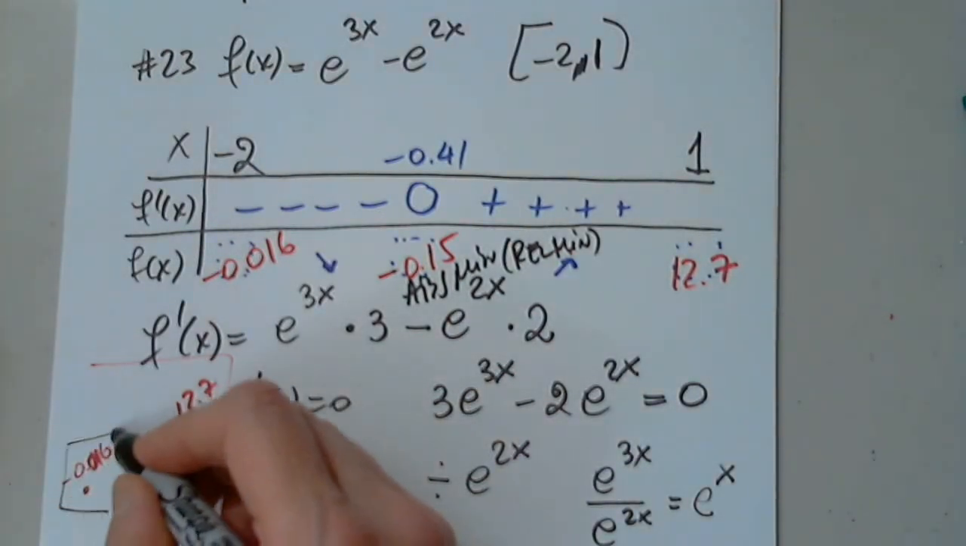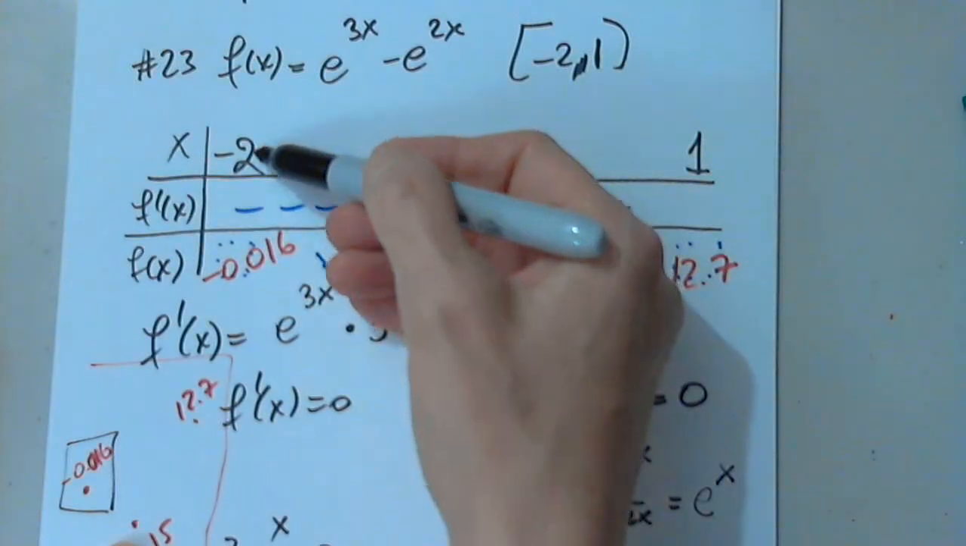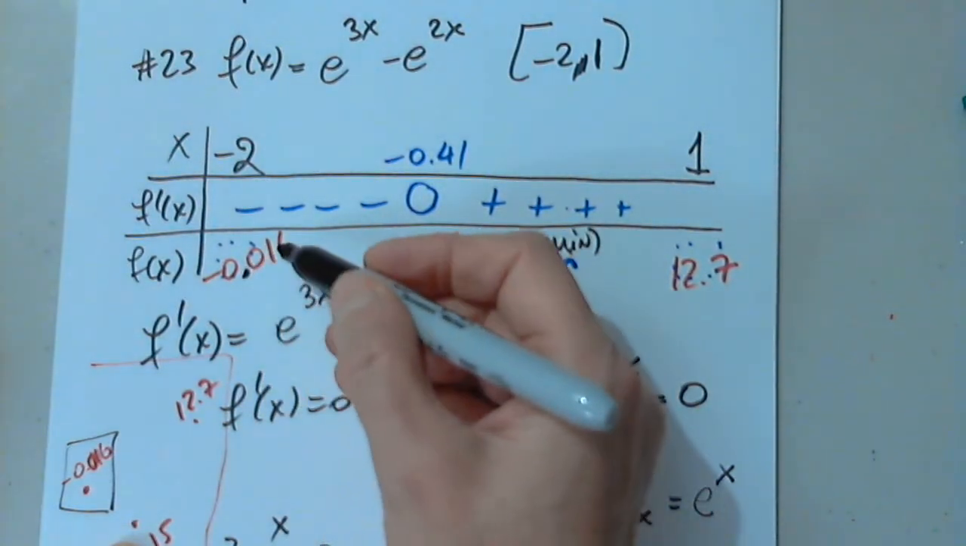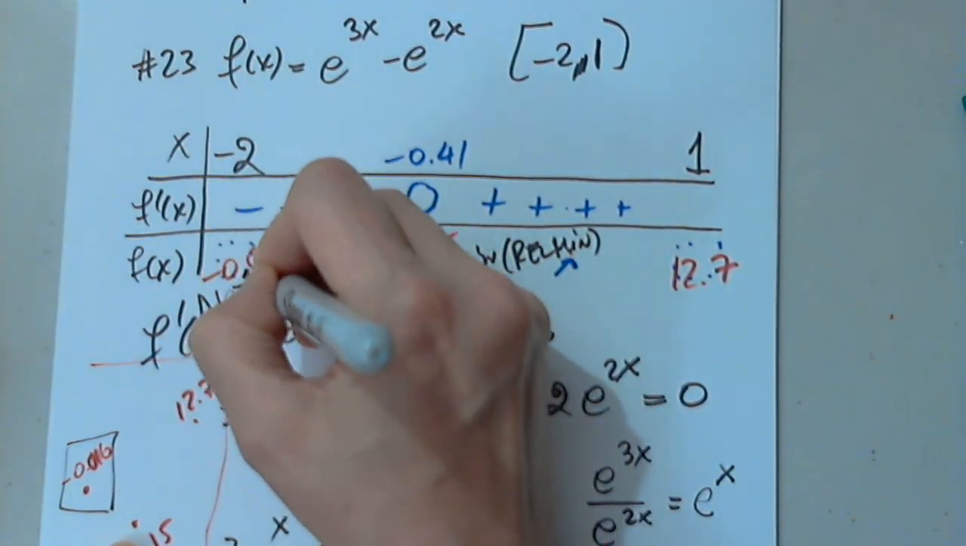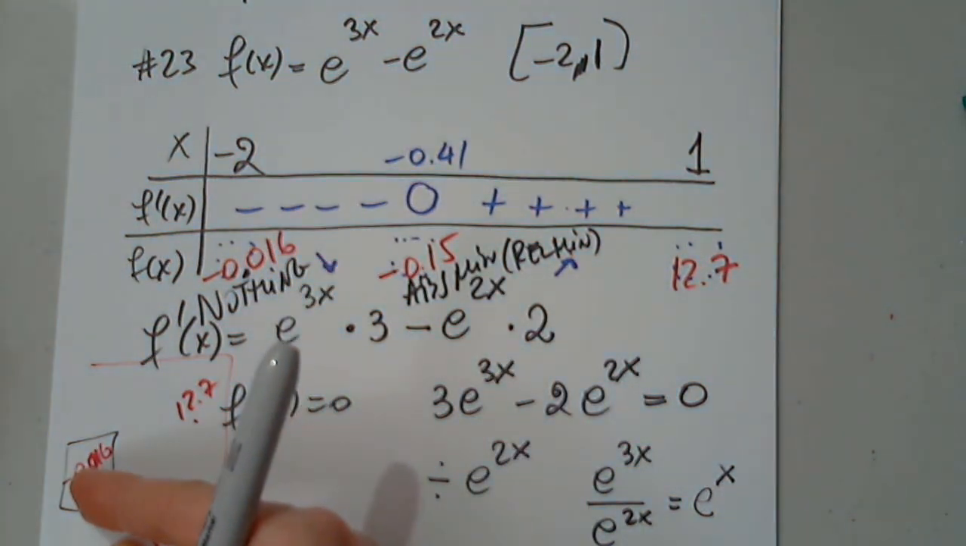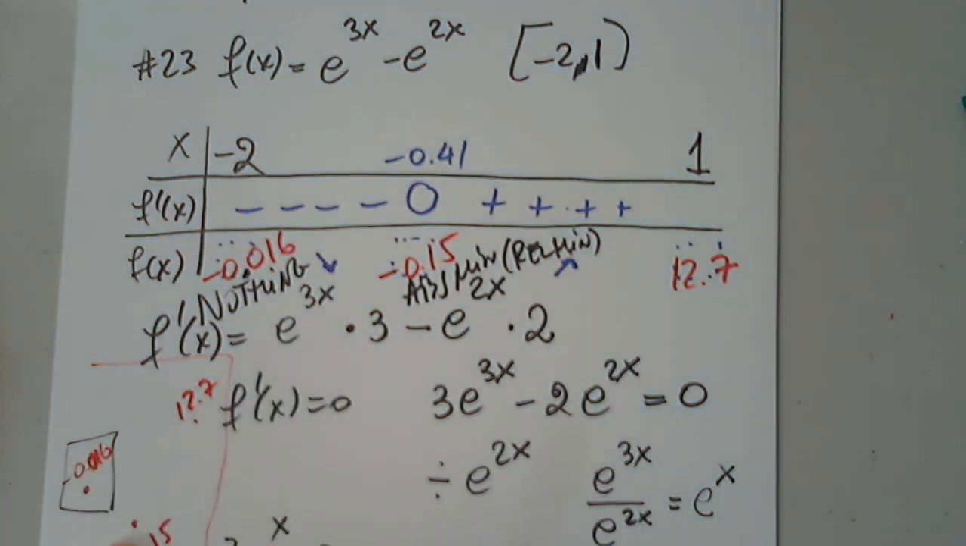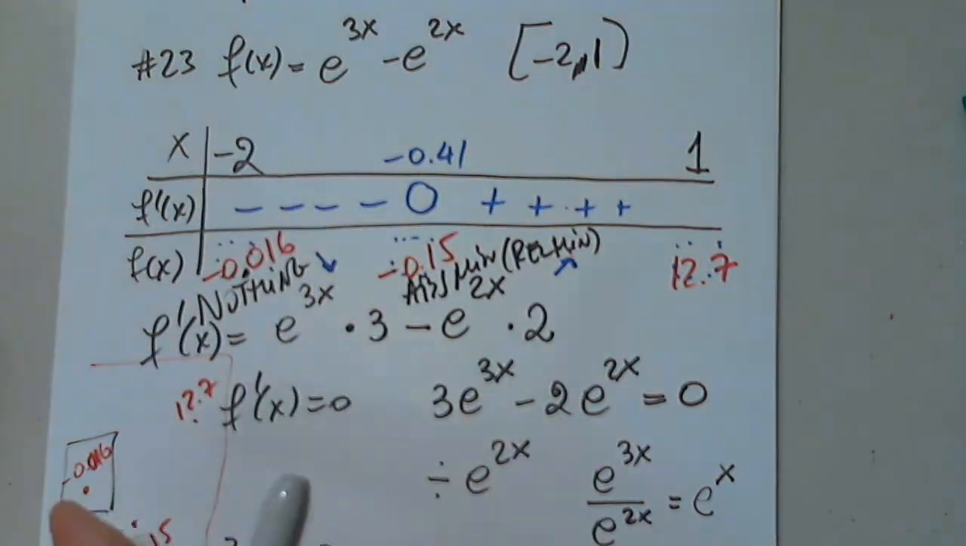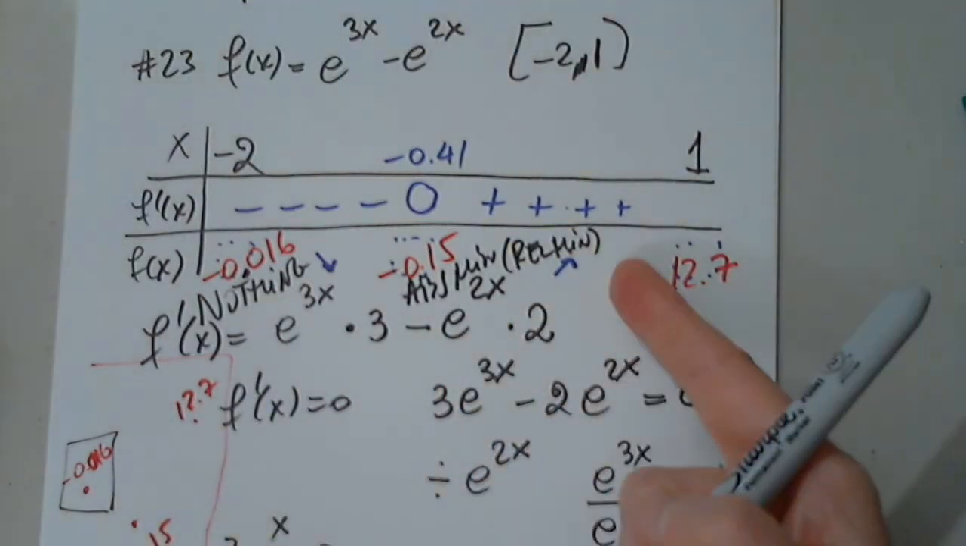What type of point is this one? -2, -0.016. It's just nothing. Nothing. Thank you very much. It's at the endpoint of the interval. It's not the smallest, it's not the largest. It can only be absolute because it's at the endpoint of the interval. This one is in the middle. This is the absolute min because it's the smallest, and also a relative min.